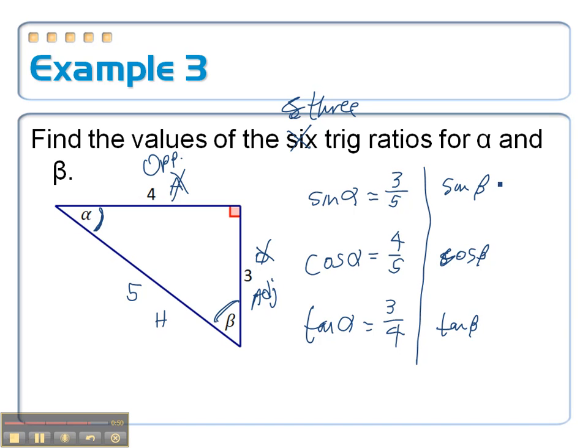So when I find the sine of beta, the sine is opposite over hypotenuse. It becomes 4 over 5, which is the same thing that I had for the cosine of alpha. Cosine of beta should be adjacent over hypotenuse, which is 3 over 5. It's the same thing I had for the sine. And then finally, tangent opposite over adjacent, 4 over 3. It's the same thing as this one, just flipped over, because I switched the opposite and the adjacent sides.